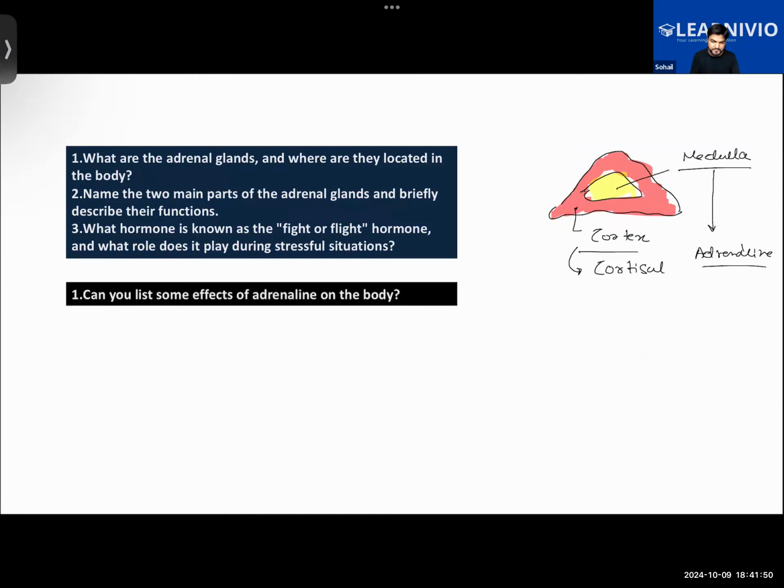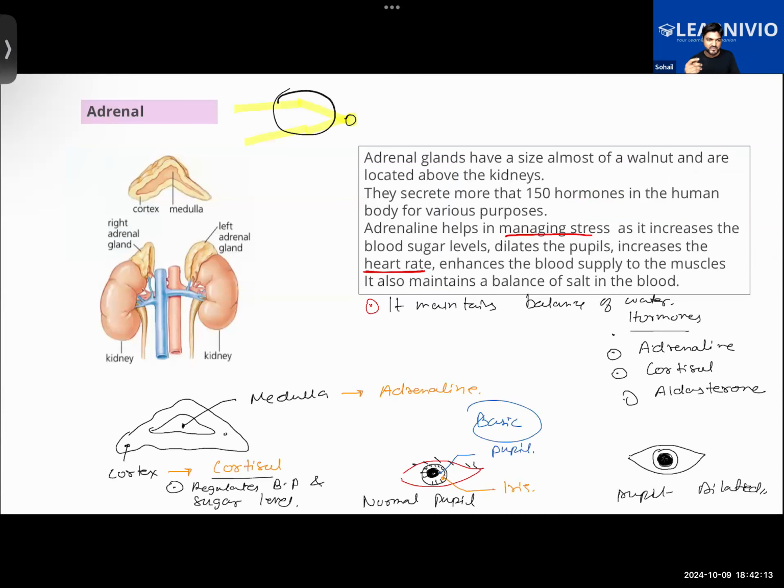Sir, above the kidney. Okay, and how many adrenal glands are there? Two. What is the shape of the adrenal gland? Triangular. Okay. Chakrika, you tell me what are the two layers, the two parts of the adrenal gland in which it is divided? So one is the cortex and one is the medulla.